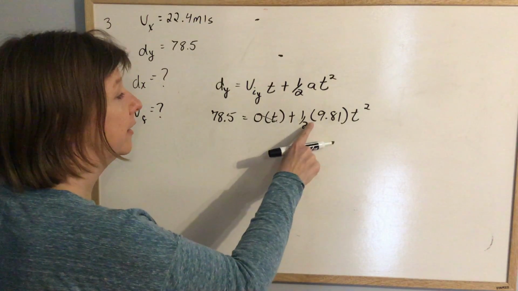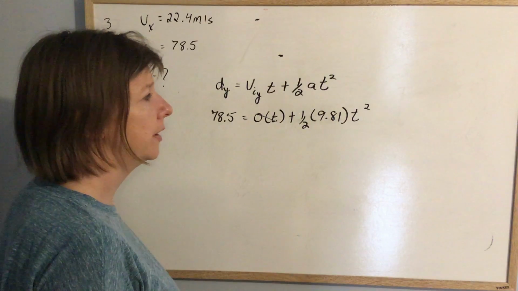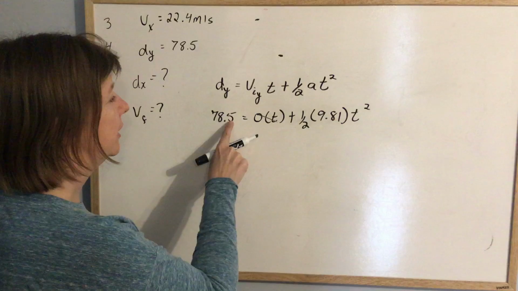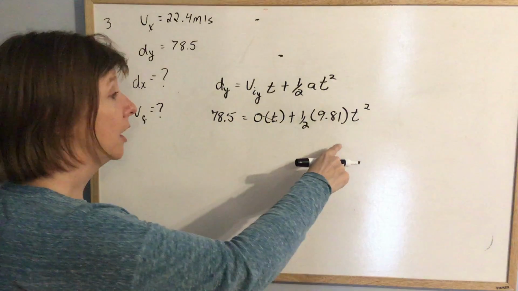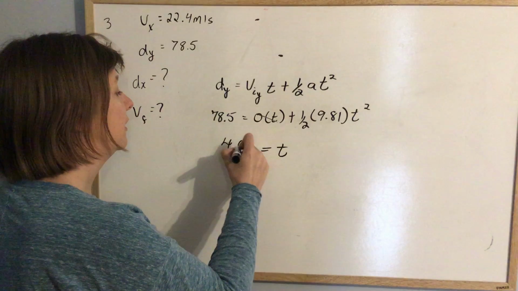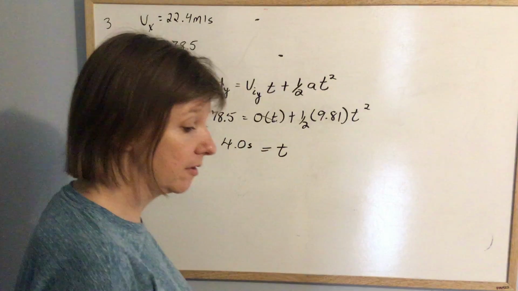That's gone. I did 4.905, so I did 78.5 divided by 4.905, and then I took the square root of it, and I got that t was 4 seconds.